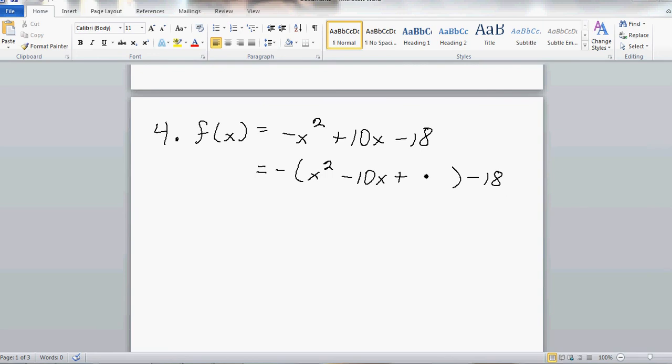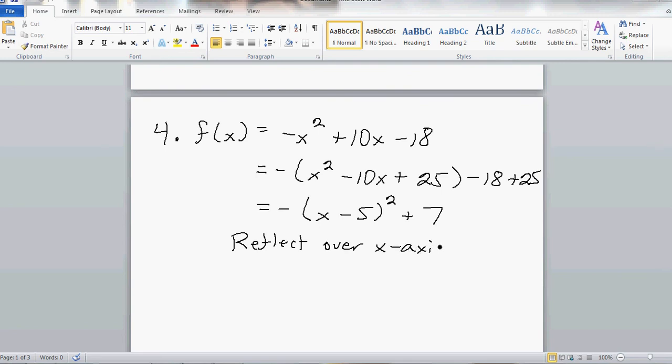So completing this square, this would be plus 25, but what we actually put in was a negative 25, so to compensate for that, we're going to have to do plus 25 out here. Writing this into a user-friendly form, we get negative x minus 5 quantity squared plus 7. And so this allows us to say, okay, this is going to tell us reflect over the x-axis. Go 5 to the right and go 7 up. And that is all from what we have looked at back in chapter 3.